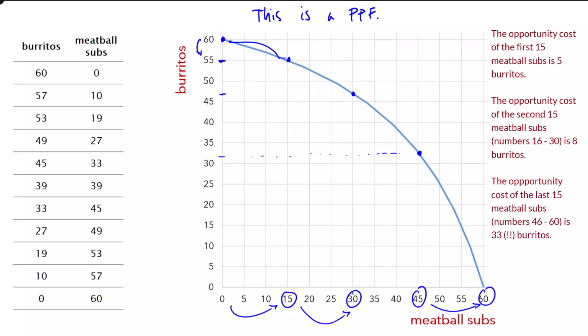The reason for this is because when we're talking about a country using all of its resources to produce one good or another, some of those resources are going to be better suited to one thing, burrito production, say, and other resources are going to be better suited to producing something else. For instance, meatball subs. Okay, I'll stop here.